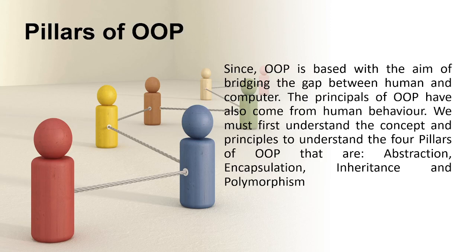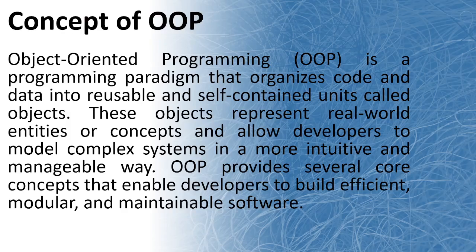We have now the pillars of object-oriented programming. We know object-oriented programming was developed to bridge the gap between human and the computer. To understand the pillars of OOPS, which are abstraction, encapsulation, inheritance, and polymorphism, we have to understand a few basic concepts of OOPS before we get into more details.